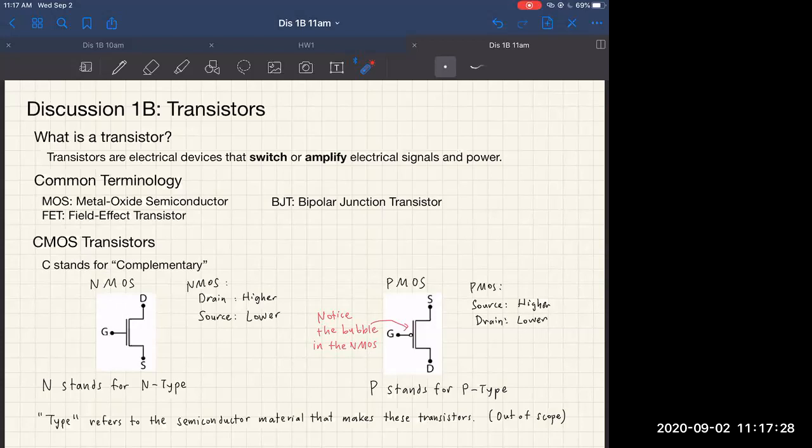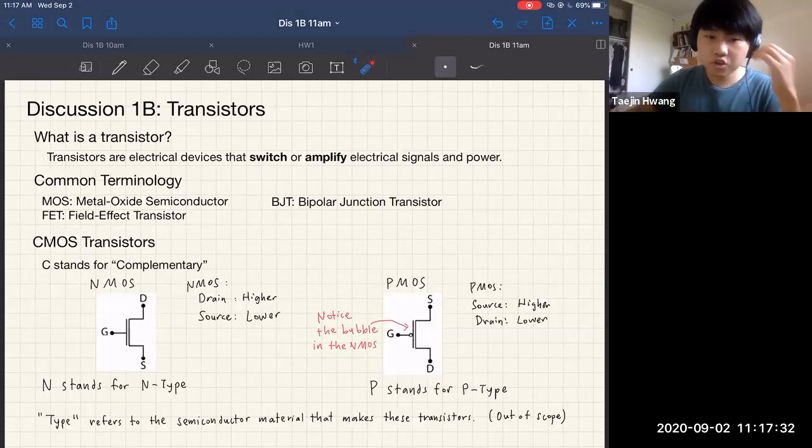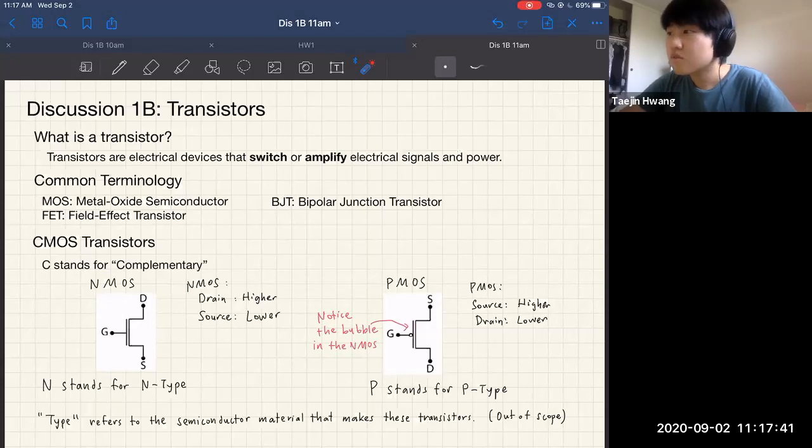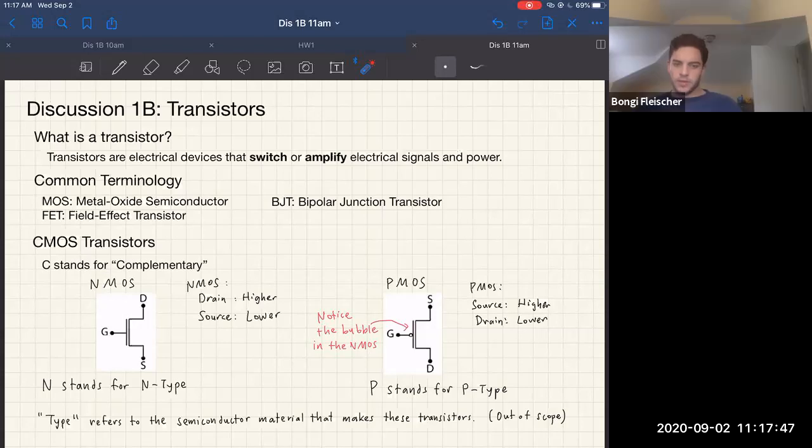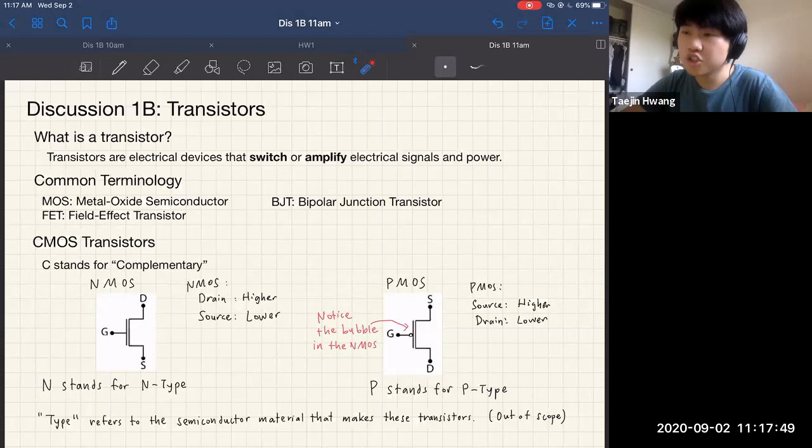Do they have different behaviors? Yeah, so they'll usually have different behaviors. Do you mean the PMOS and NMOS having different behaviors? Yeah, the two transistors will always have different behaviors, and they'll have opposite behaviors. And I'll talk about the behavior of the switching in the next slide.